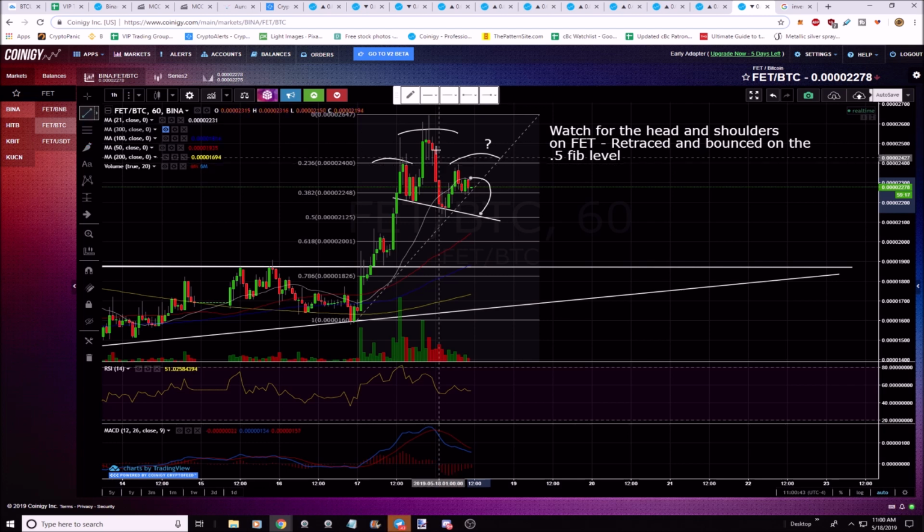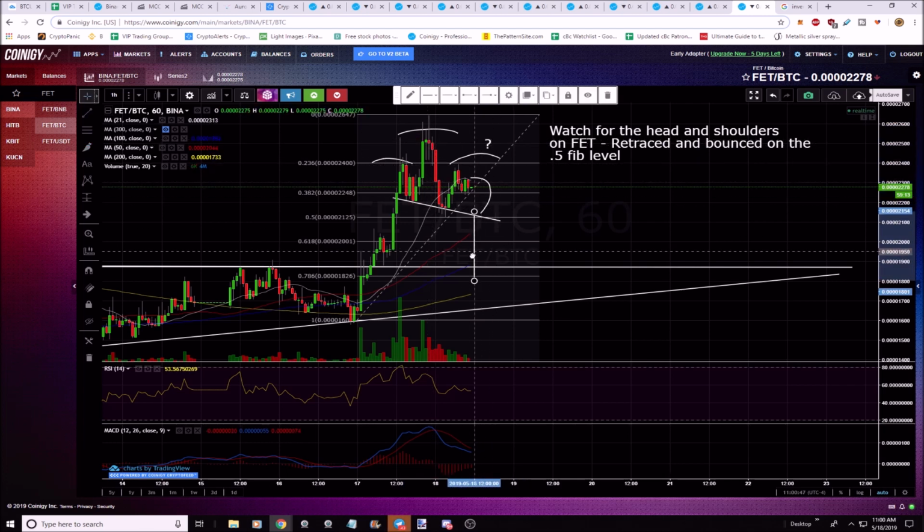And then to get the target on head and shoulders, you take this distance here, move it here, and that'll put you back down. It's going to give back almost all its gains if that plays out. So this is why you have to take profits in crypto.